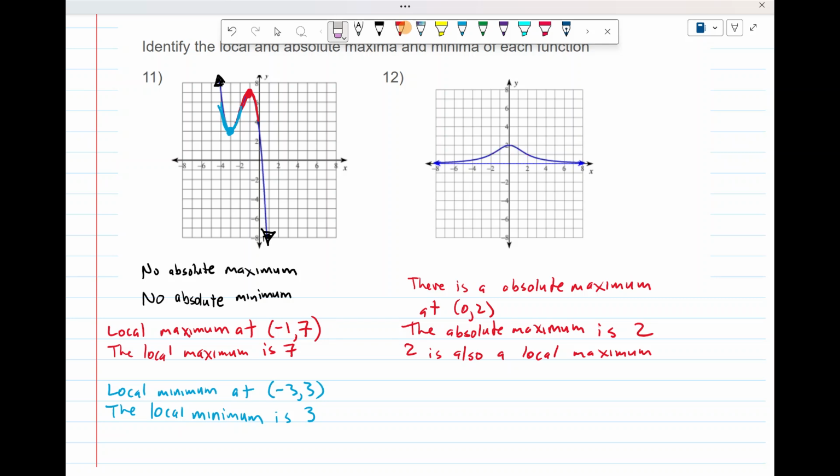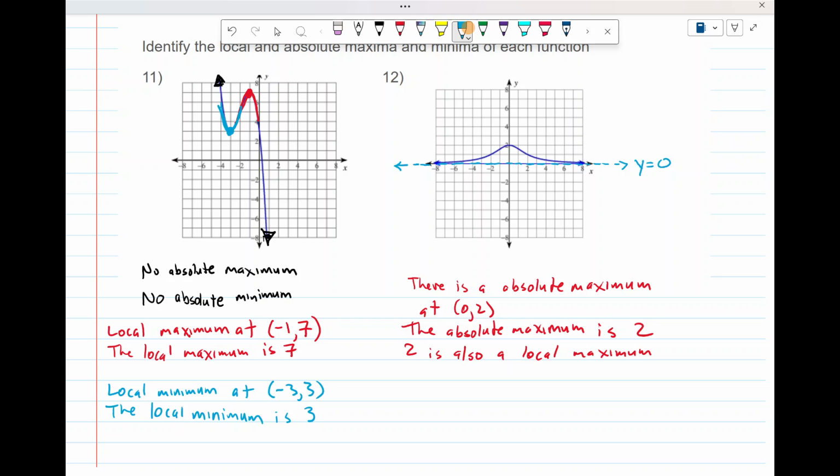How about minimums? Well, this is a kind of interesting function because this function is actually asymptotic. As the x values go to positive and negative infinity, the y values get closer and closer to the x-axis, which is the line y equals 0. But it gets closer and closer, but it never touches the x-axis. So the numbers get closer and closer to 0, but actually, the function never is equal to 0.